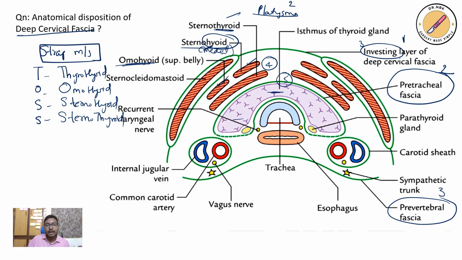You can easily remember H comes first, then T. T comes next in alphabetical order. Okay. So sternohyoid, sternothyroid. It is extending between sternum and thyroid cartilage. Sternohyoid, from sternum to hyoid bone.